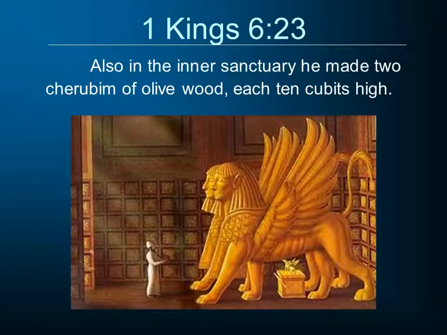Well, in the inner sanctuary, Solomon made 2 cherubim, these statues. I'm not sure what they look like. We have an artist's imagination. These 2 strong ones, that's what the word cherubim means, and they're plurals because there's 2 of them, so we don't say cherubs, cherubim, of olive wood, each 10 cubits high. So they are virtually filling the inner part of the Holy of Holies.